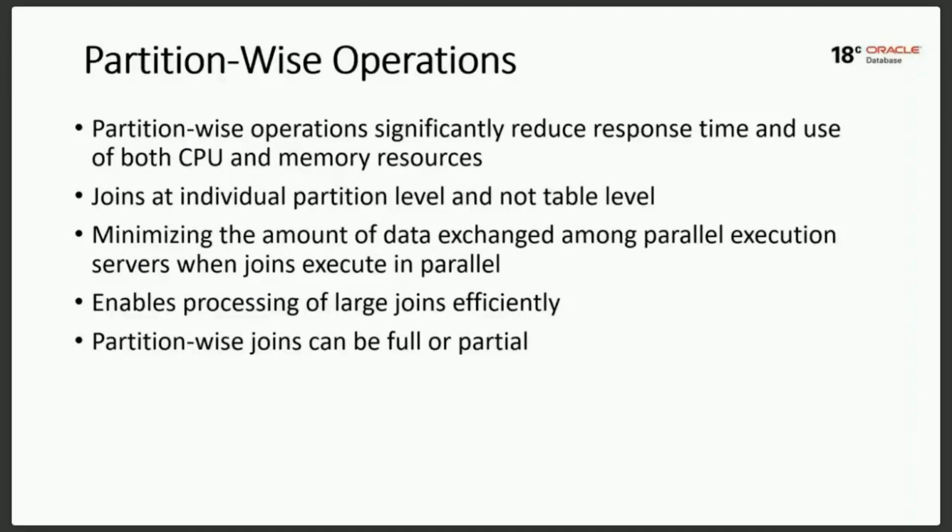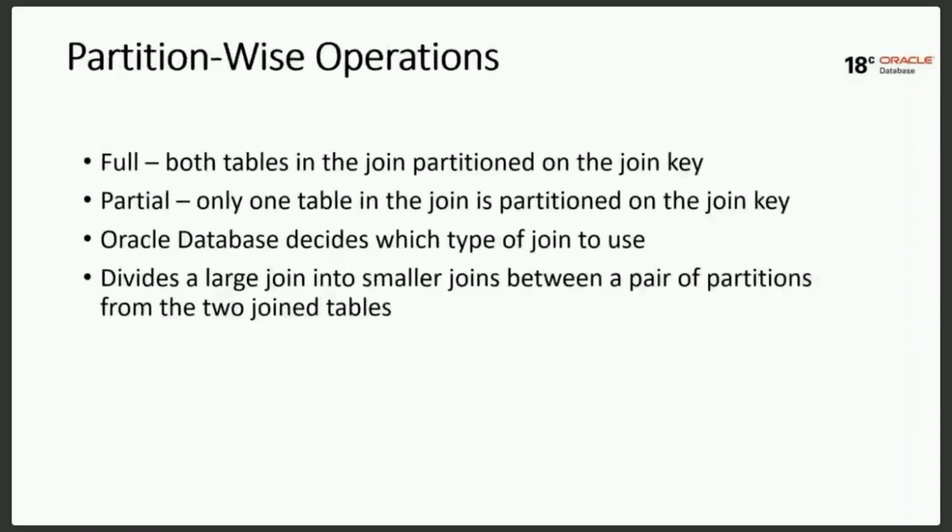This also minimizes the amount of data that's exchanged when I have parallel execution servers operating and doing the joins in parallel. So this enables me to work with very large databases and process joins of large tables more efficiently. The partition-wise joins can be either full or partial. When it's a full partition-wise join, it means that both the tables are partitioned, and the column used to partition the tables is the column that is joining both those tables, so the join key.